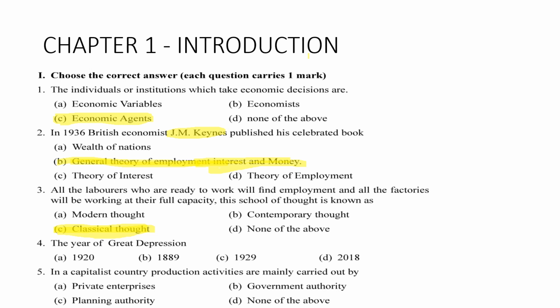Then the year of Great Depression, very important, you have to remember this. The year of Great Depression was 1929. Okay, so this happened in United States. So 1929 is our answer. Fifth question, in a capitalist country, production activities are mainly carried out by. So who carries out production activities in a capitalist country? Who takes up this? So it is taken up by the private enterprises. Okay, so answer is private enterprises.